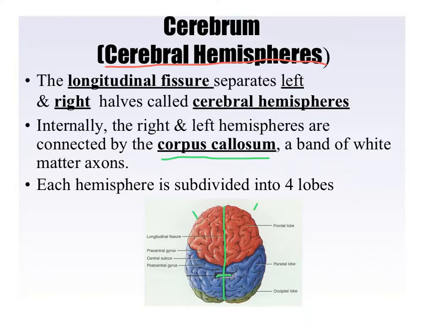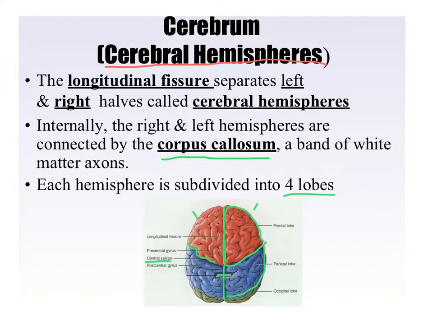Each hemisphere of the brain is further divided into 4 different lobes. So of course you have right here the frontal lobe because it's in the front. It is separated from the parietal lobe, just posterior, by what's called the central sulcus. So remember, sulcus, that is a shallow groove in the brain. So the central sulcus is what divides the frontal lobe from the parietal lobe.